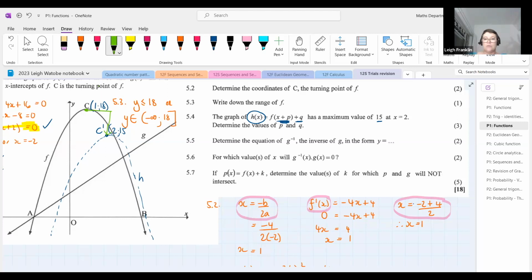So what are the values of p and q? Can anybody tell me? What are the values of p and q? Q's the easy one. Okay, so are you on the right track here?